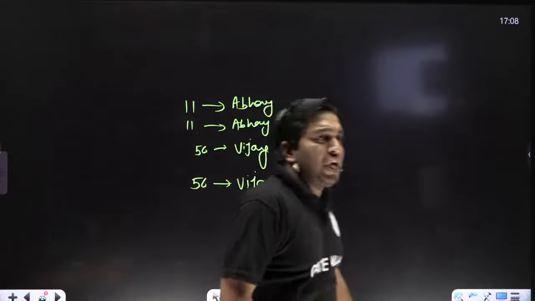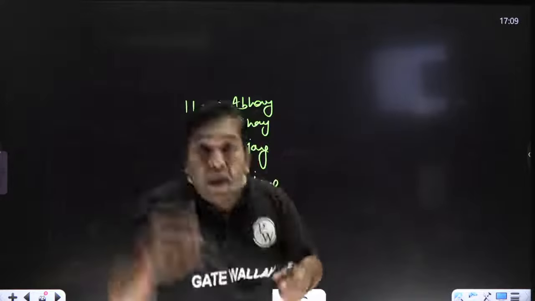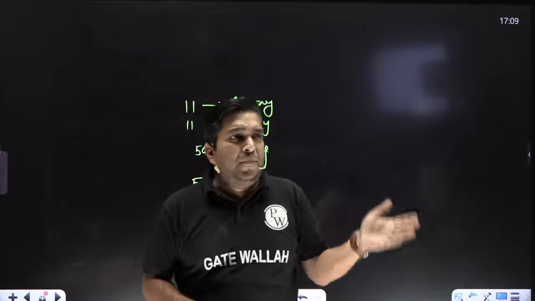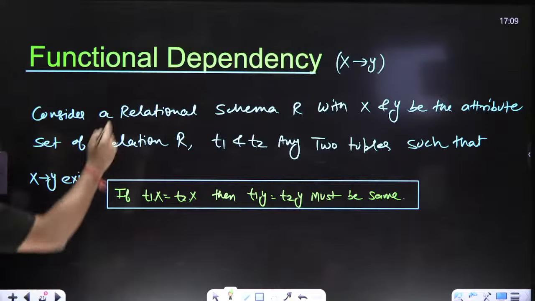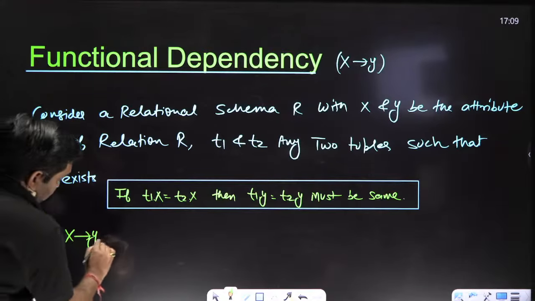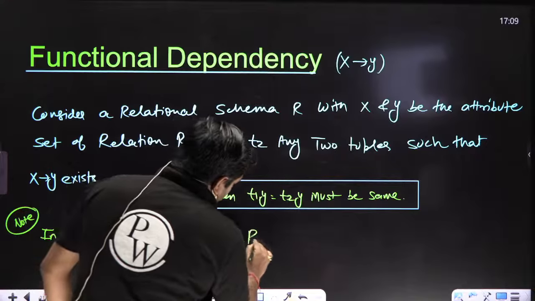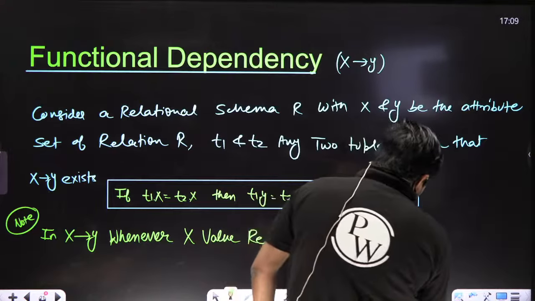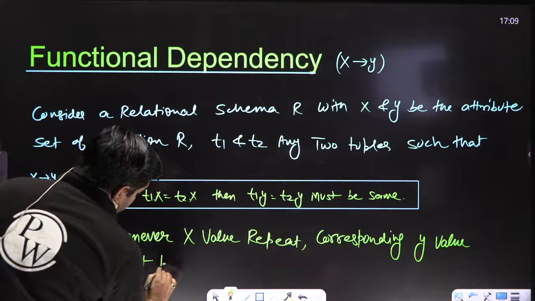Whenever the X value repeats, for example, Shyam, your roll number is, let's suppose, 25. Whenever you insert roll number 25, Shyam's result will be displayed, even after one day. Clear? So this is the meaning of X determines Y. That means in X → Y, whenever the X value repeats, the corresponding Y value must be the same.